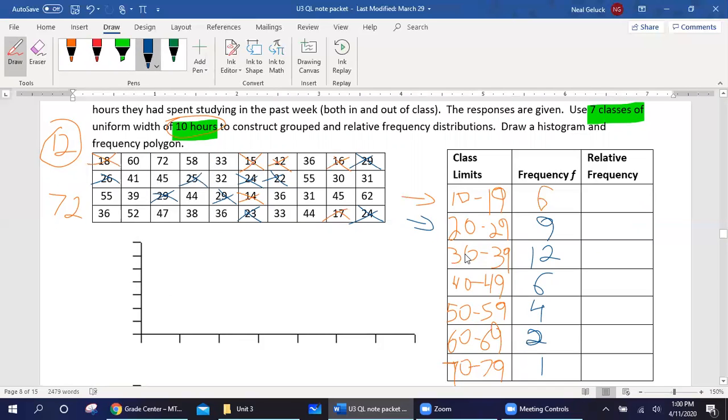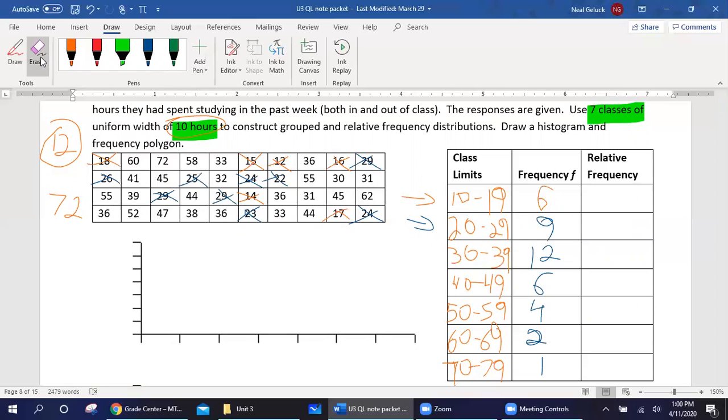Now, it is also a good idea to make sure that your total amounts add up to what it's supposed to be. It said, I believe, 40 students. So if you add up the 6, 9, 12, 6, 4, 2, 1, they should add up to 40.